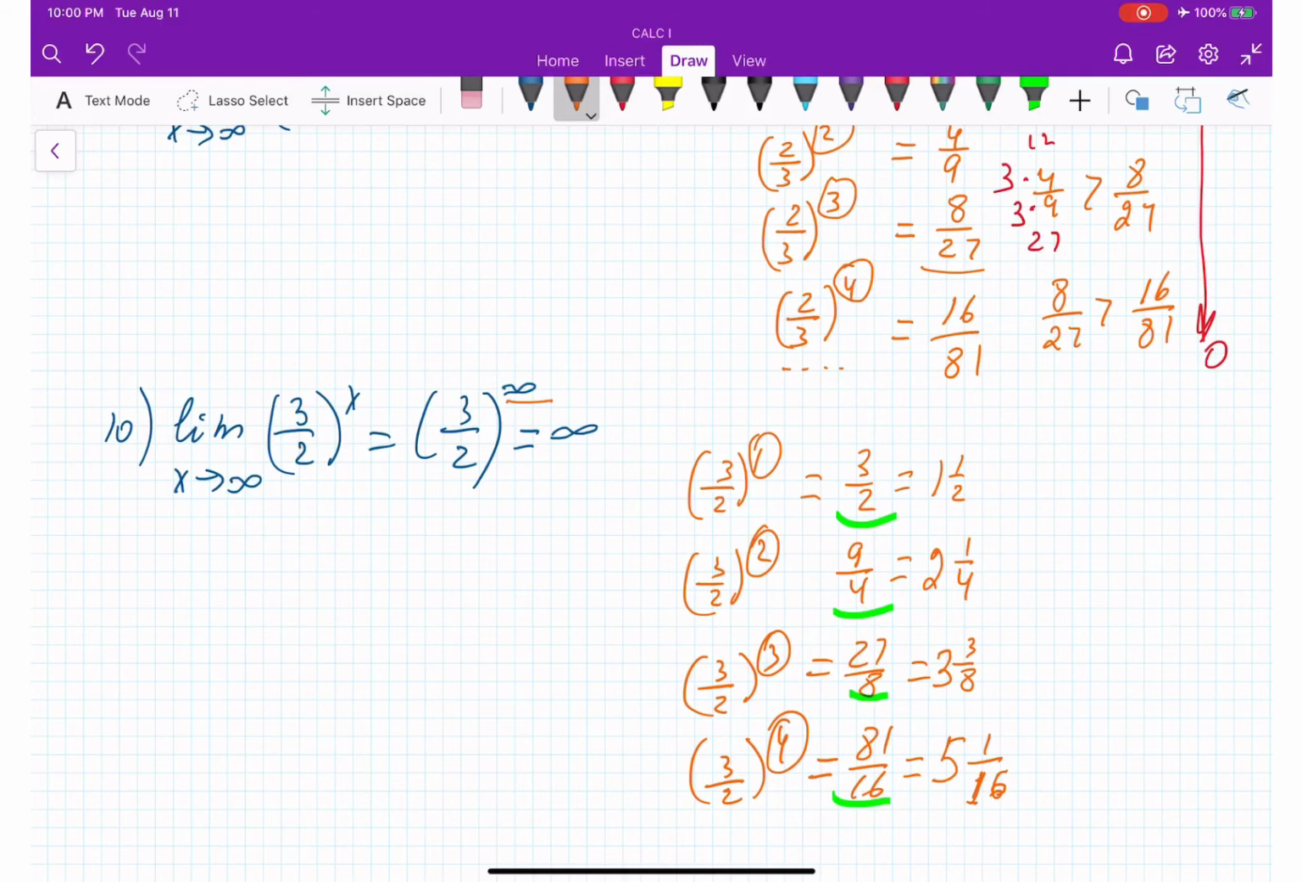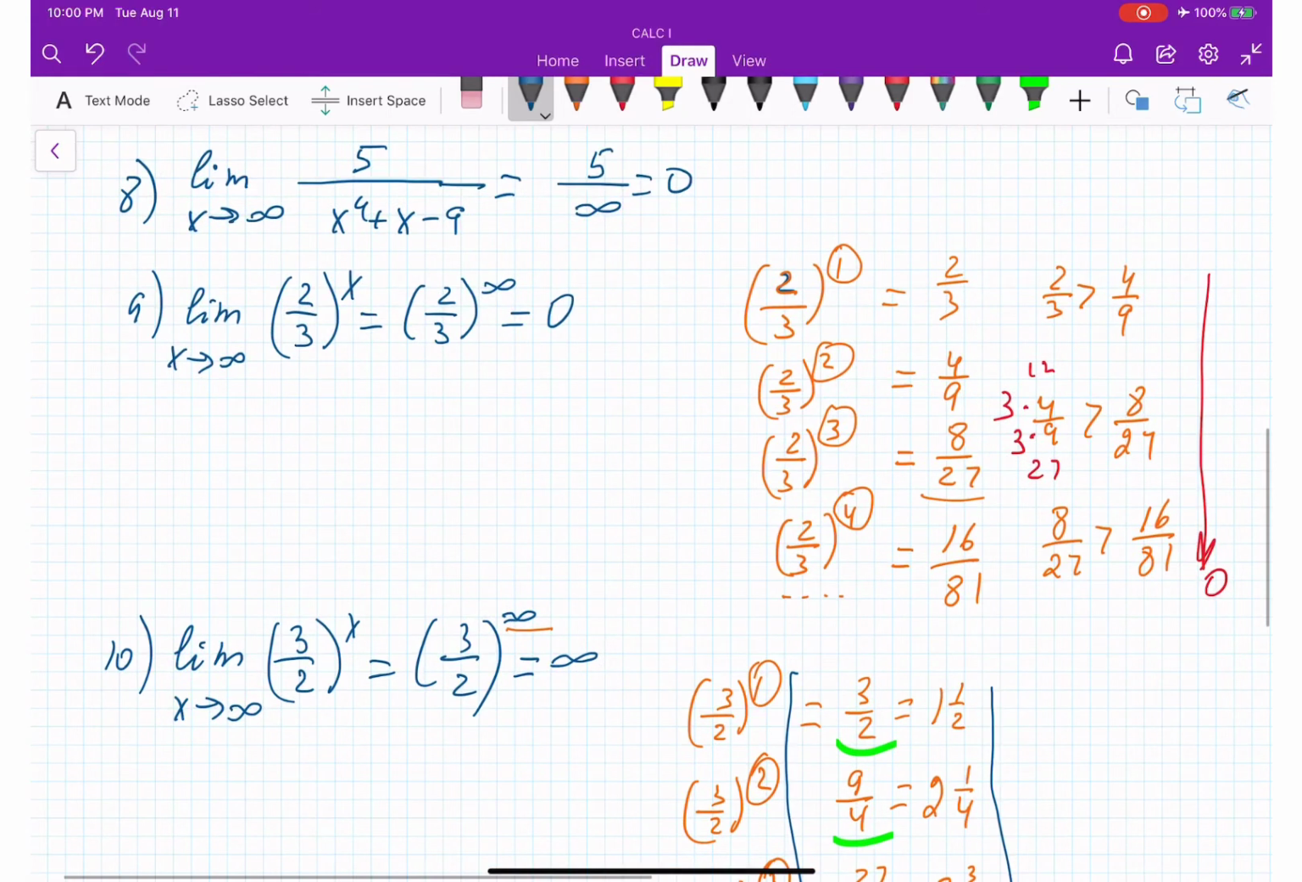As the exponent is increasing, the result is also increasing, right? Getting bigger and bigger and running towards infinity. And this is how you are getting the result. While in this case, as we can see, 2 over 3, 4 over 9, 8 over 27, 16 over 81, it's getting smaller and smaller and running towards 0.